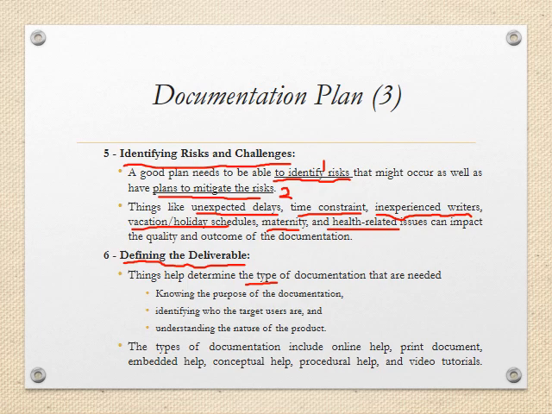Knowing the purpose of the documentation, identifying who the target users are, and understanding the nature of the product. هذول هم 3 elements اللي بيعتمد عليهم أو 3 things that might affect or define طبيعة deliverable. The types of documentation include online help, print documentation, embedded help, conceptual help, procedural help, and video tutorials.